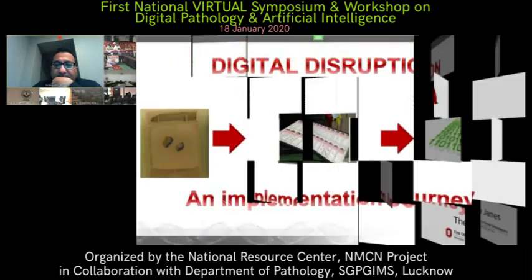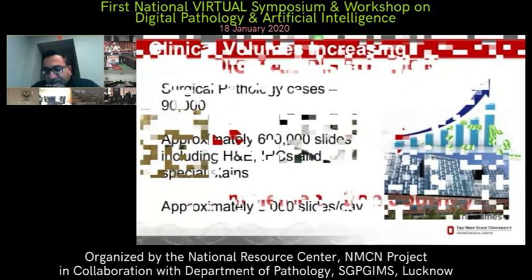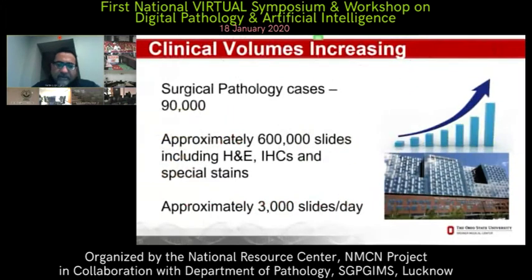I want to run through how we have implemented digital pathology at our institute, why we did it, and what the key benefits for us have been so far. We have about 90,000 surgical pathology cases in our lab, about 600,000 slides, and about 3,000 slides per day. This includes H&E slides, special stains, and immunohistochemistry slides.